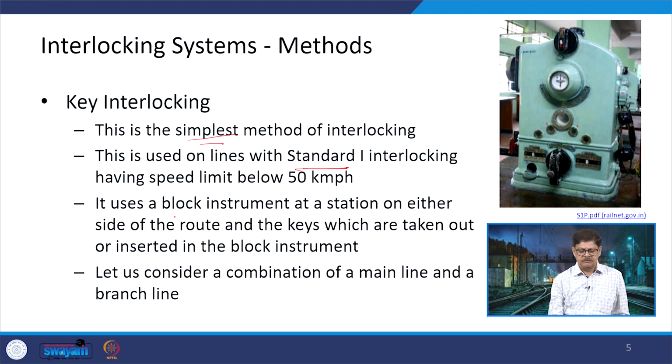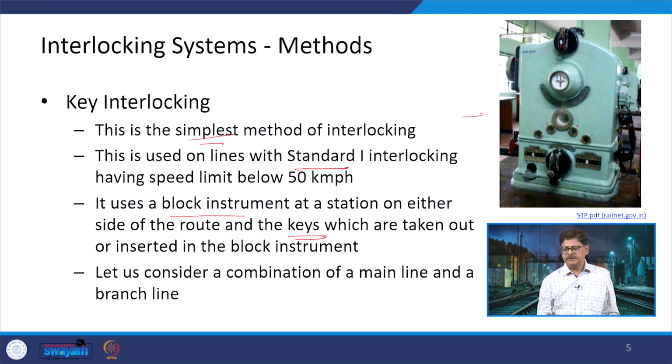It uses a block instrument at a station, and this is provided on either side of the route which is going to be set, locked and held for the movement of a train. There are keys which are taken out of this particular instrument or inserted in this instrument so that that particular route can be made operational or it can be released.